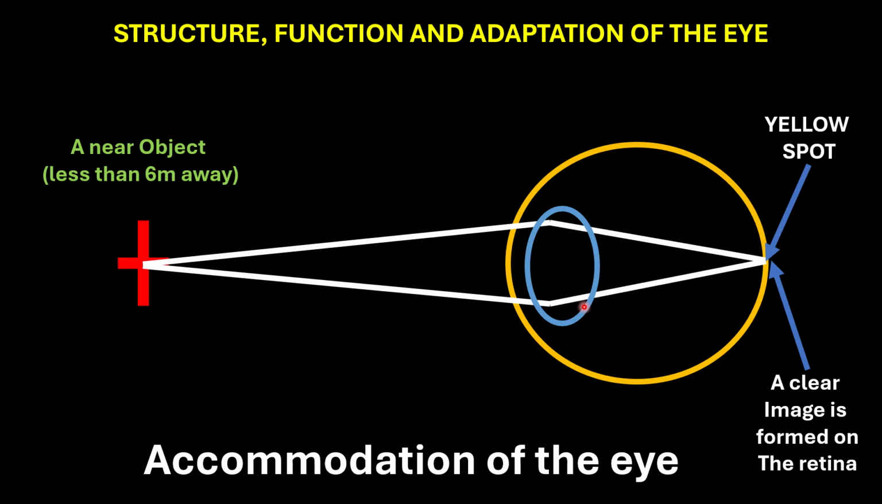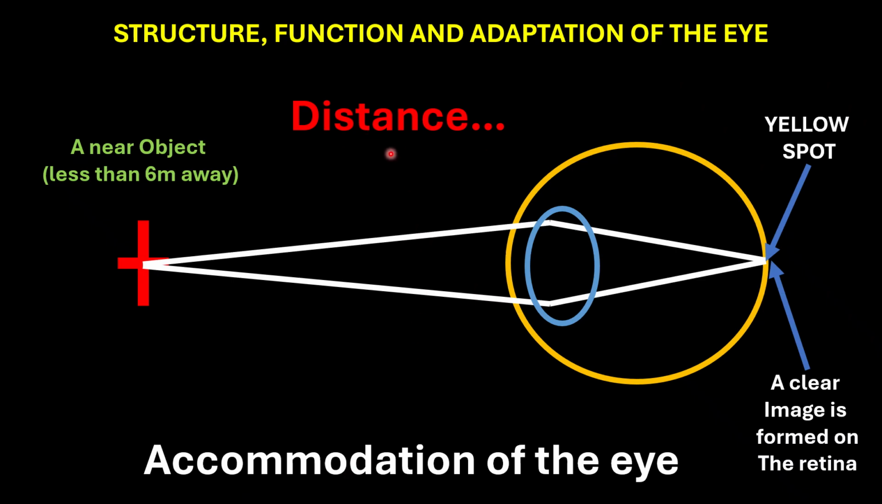And this is what accommodation is all about. The emphasis is mostly on the lens. There are other parts connected to it because the lens cannot change shape by itself. The changing of the shape of the lens depends on other structures connected to it. Accommodation strictly deals with distance.